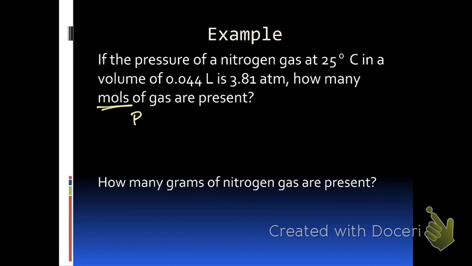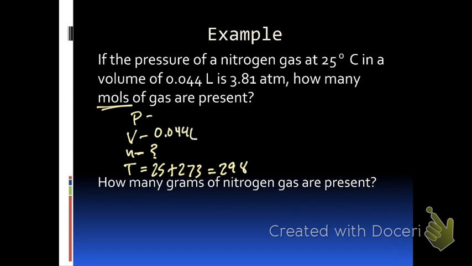So I see moles, so I know I'm going to use PV equals nRT. So let's do our identification. The temperature is going to be 25, but we're going to add 273, so it equals 298. Our n is what we want to figure out. The volume is 0.044 liters, and the pressure is 3.81 atmospheres.